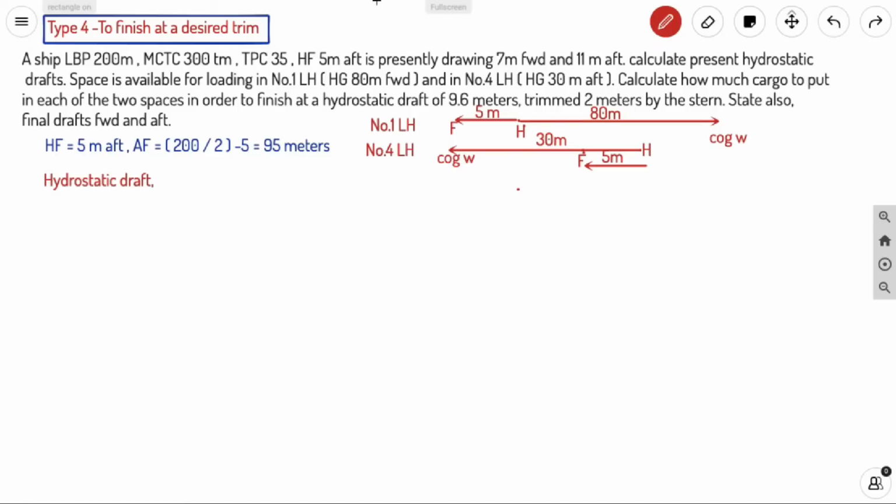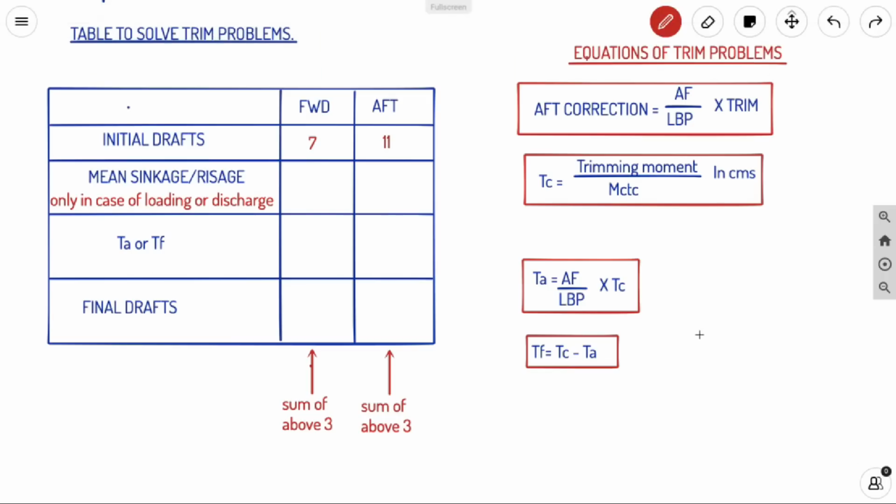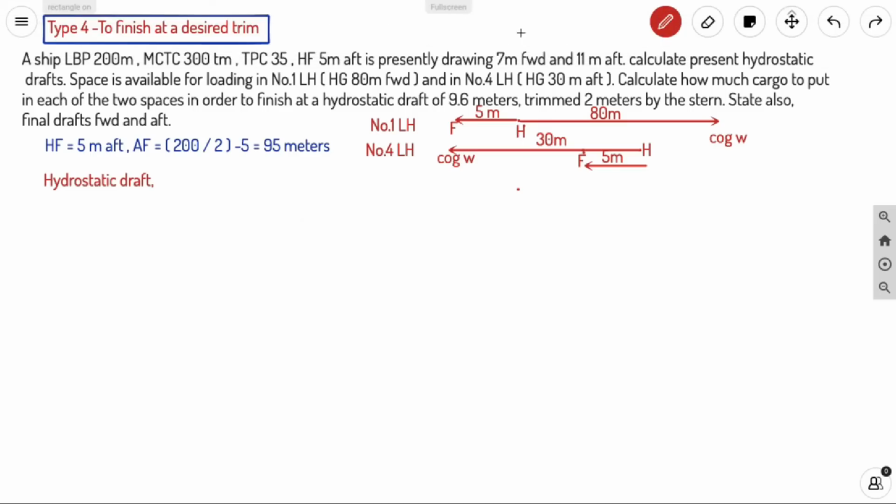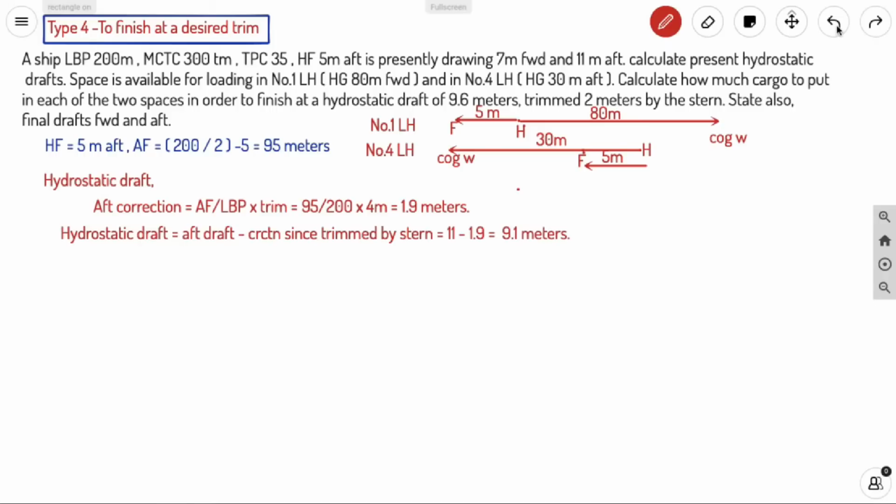First thing we need to find is the hydrostatic draft. As we learned before, for finding hydrostatic draft we can use this equation: aft correction, AF by LBP into trim. What's our initial trim? It's 7 and 11, so that's 4 meters. So the aft correction is AF by LBP into trim, that's 95 divided by 200 into 4 meter trim, that's 1.9 meters. That's your aft correction. Since it's trim by stern, we use the aft draft. Hydrostatic draft is aft draft minus your correction, that's 11 minus 1.9, that's 9.1 meters.